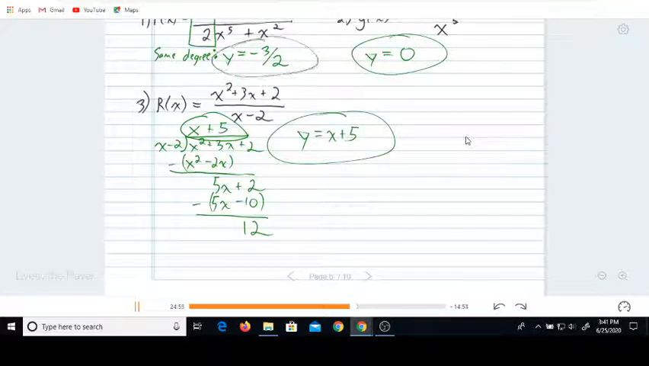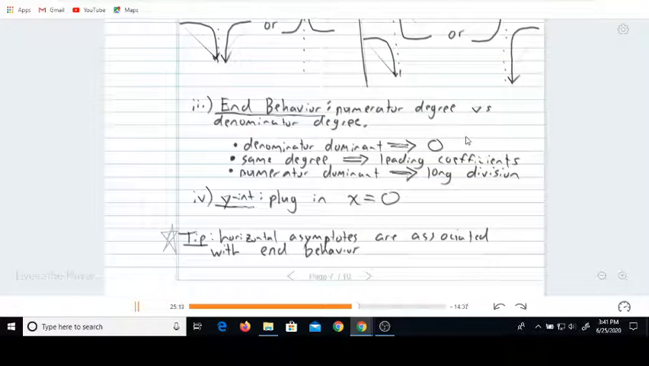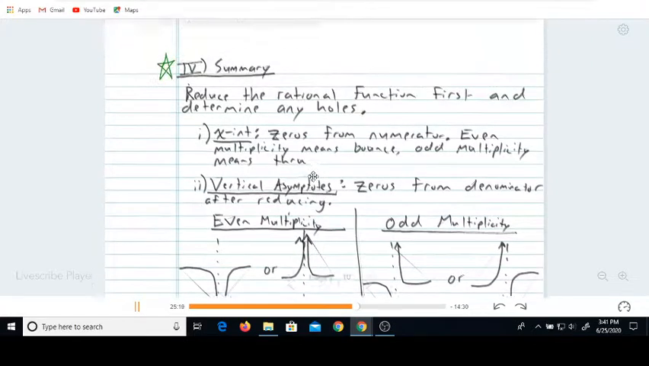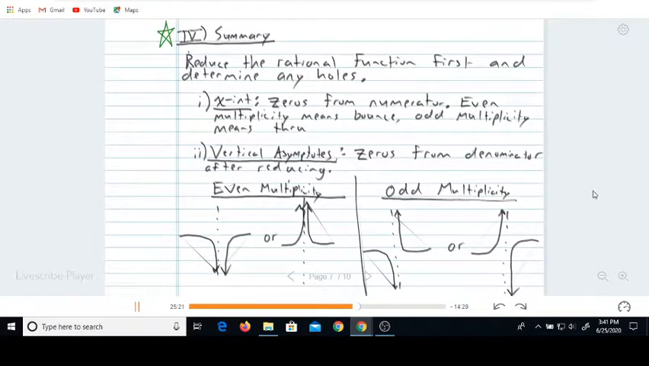So if you were to study the graph of this, you would see as x goes to negative infinity, it would converge to that diagonal line. As x goes to positive infinity, it would also converge to that diagonal line. Alright, so here we have a summary of everything. So what we want to do first when studying or analyzing a rational function is we want to go ahead and reduce it. And while reducing it, be on the lookout for any holes. This is where we identify holes. We identify holes as we're reducing the function.